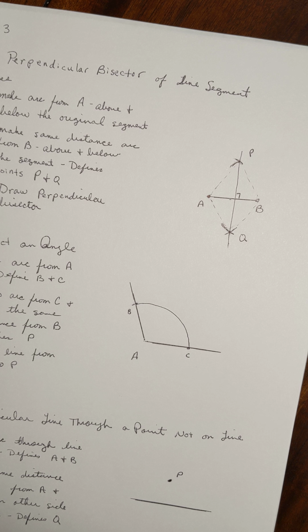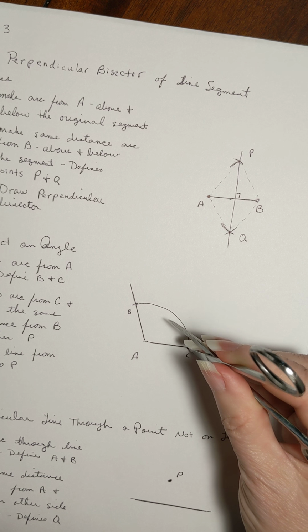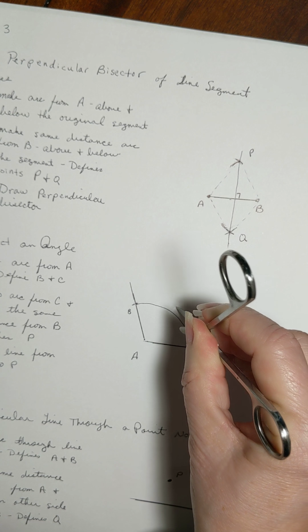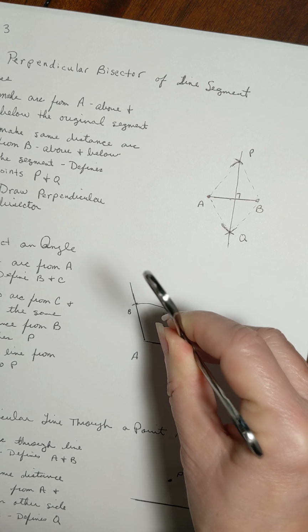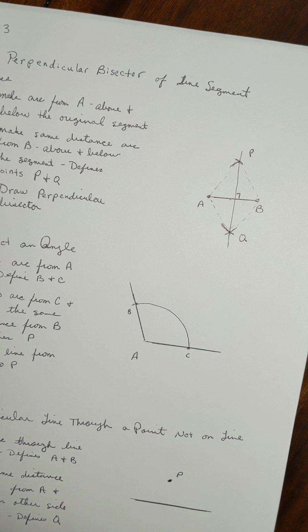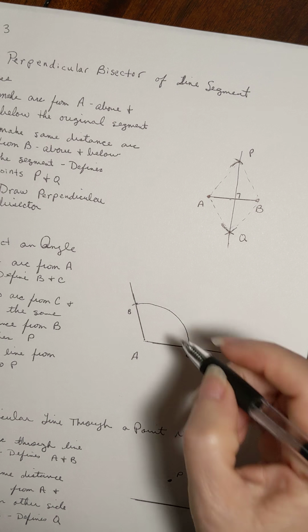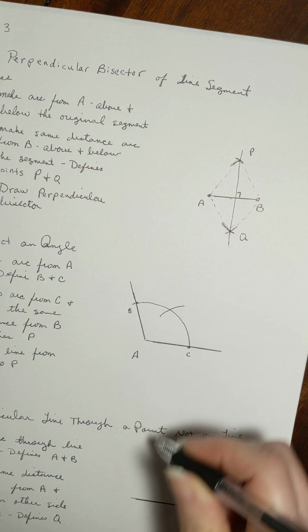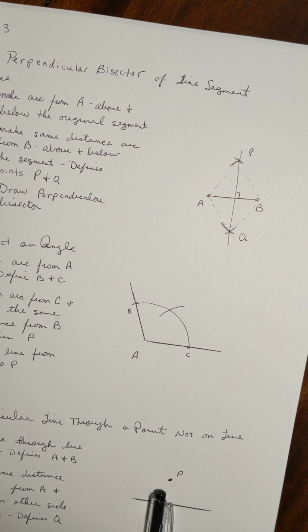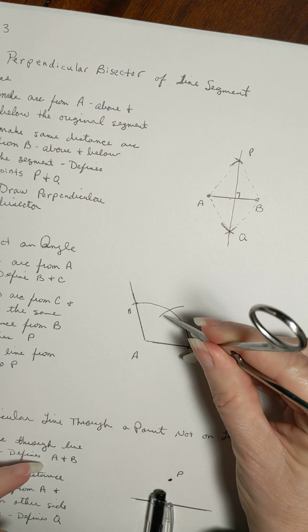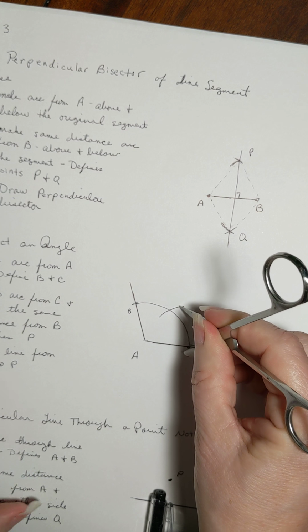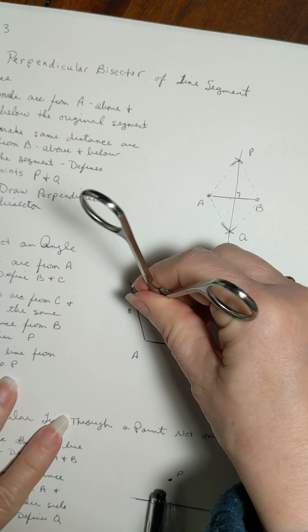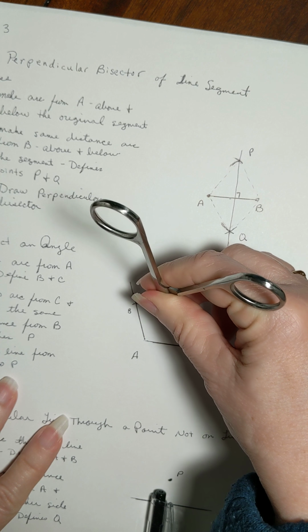So then I'm going to take an arc from C, and I am going to draw that arc. And again, it doesn't matter how big it is, and it doesn't matter where it hits this big arc. So from C, I'm going to make an arc. So draw an arc from C, then the same distance from B.